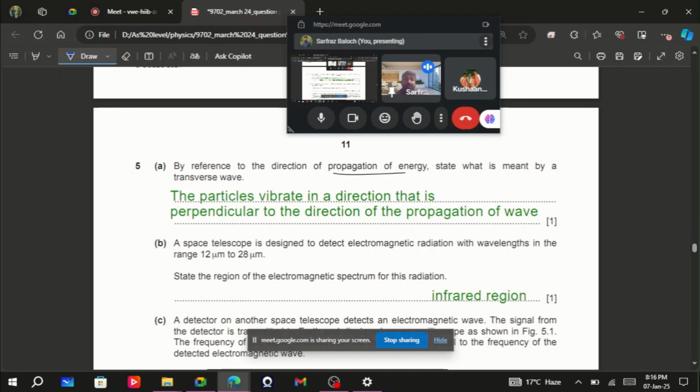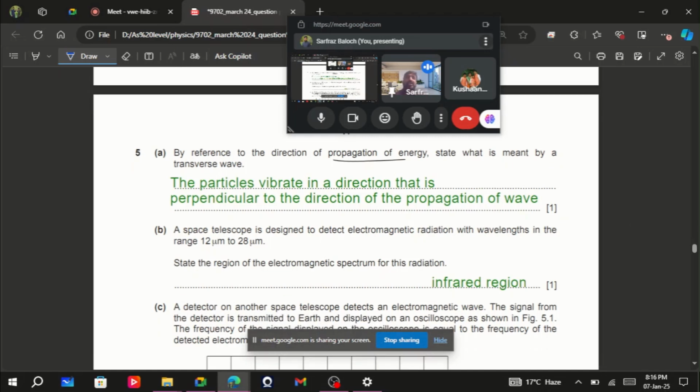Next, this question is about waves. There are two types of wave: progressive waves are of two types, transverse wave and longitudinal wave. Both transfer energy. Another difference is that in a transverse wave, particles vibrate perpendicular to the direction of the propagation of energy, while in a longitudinal wave, both move in a parallel direction. Is it okay? Yes, sir.